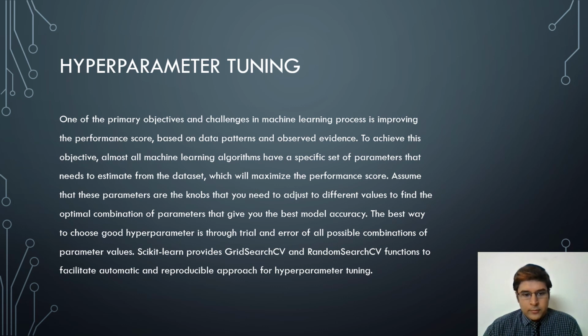Assume that these parameters are knobs that you need to adjust to different values to find the optimal combination of parameters that gives you the best model accuracy. The best way to choose good hyperparameters is through trial and error of all possible combinations of parameter values. Scikit-learn provides GridSearchCV and RandomizedSearchCV functions to facilitate an automatic and reproducible approach for hyperparameter tuning. These two functions allow you to accurately find the most beneficial hyperparameters required by your model.